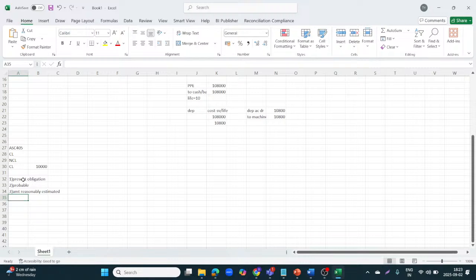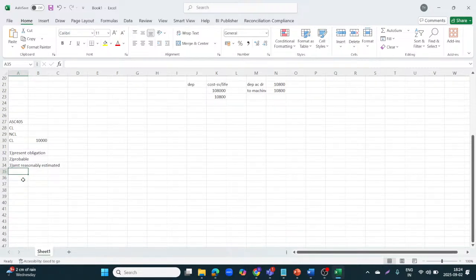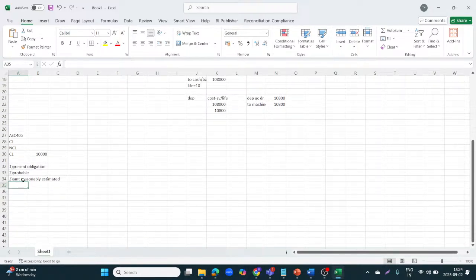But then what are the disclosure requirements? How will you disclose it? The liability disclosure is essential for transparency. For disclosure purposes, you need to disclose the nature and amount of the liability.